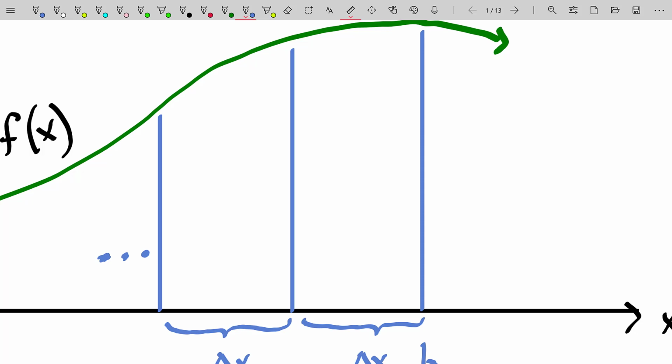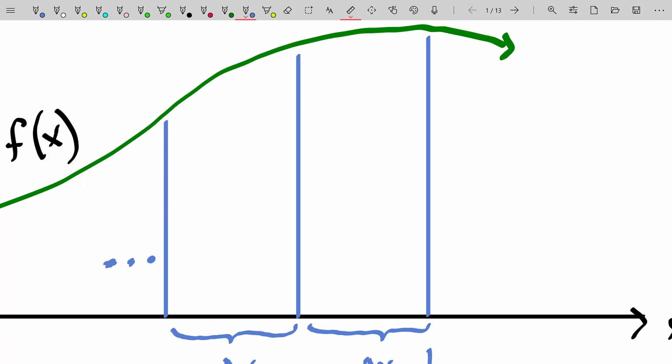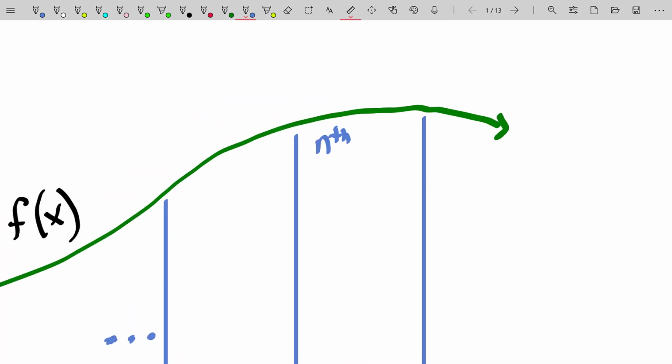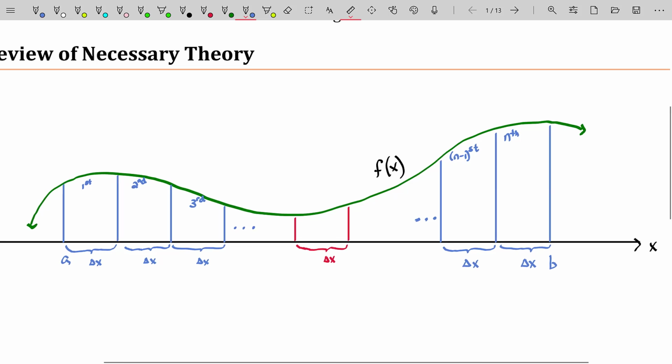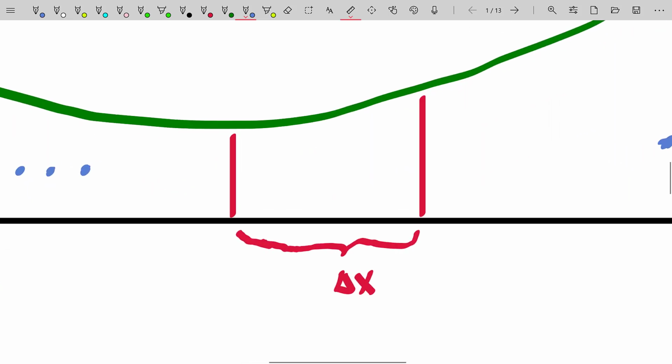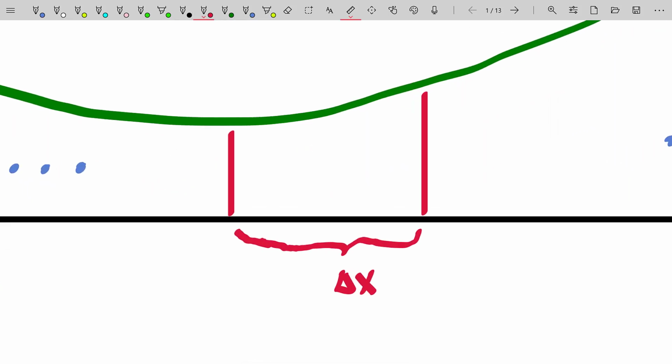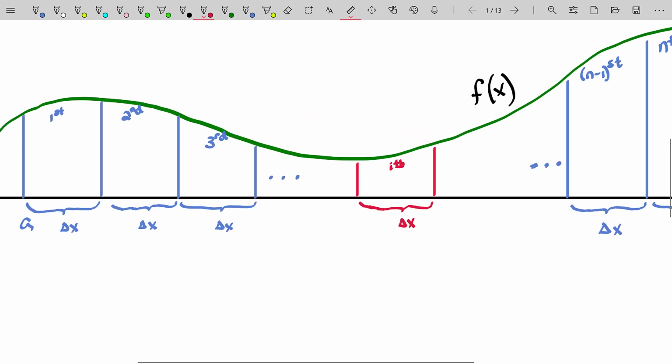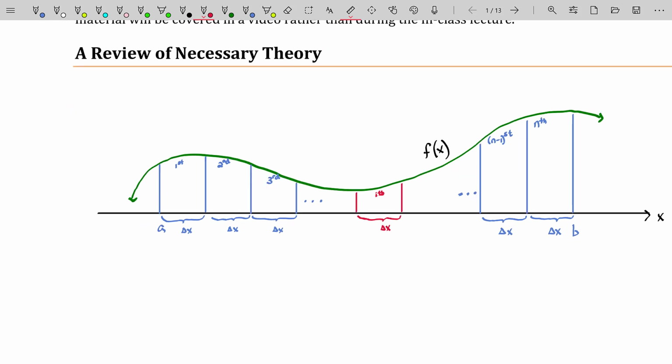If we had 20 subintervals, that would be our 20th. I'm pointing at this one, by the way. If we had n subintervals, this would be our nth subinterval. And the one prior to it would be the n minus first subinterval. There we go. And in the center there, I'm just going to give that an arbitrary value of the ith subinterval. That's the most important subinterval we are going to deal with in calculus.